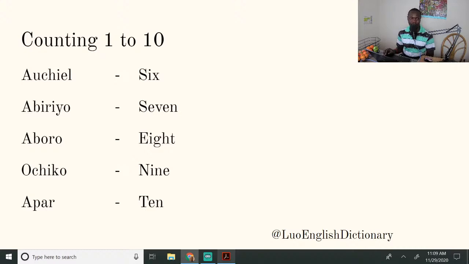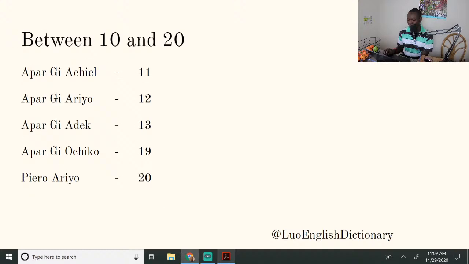Now, let's move on to counting from 10 through to 20. And let me show you the trick of how to count. Now, remember apar is 10. Now, when you get to 11, it is just 10 and 1. So 11 would be apar gi achiel. So, we have just introduced something called gi. So, gi is and. So, 10 and 1.